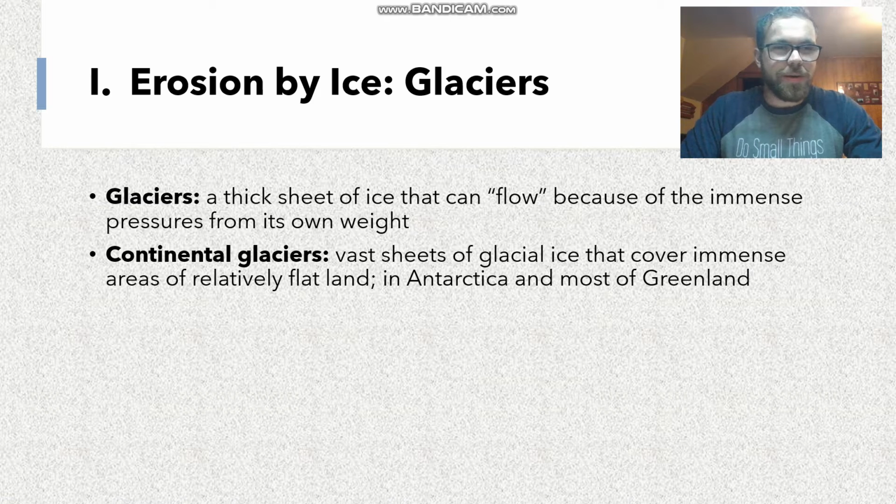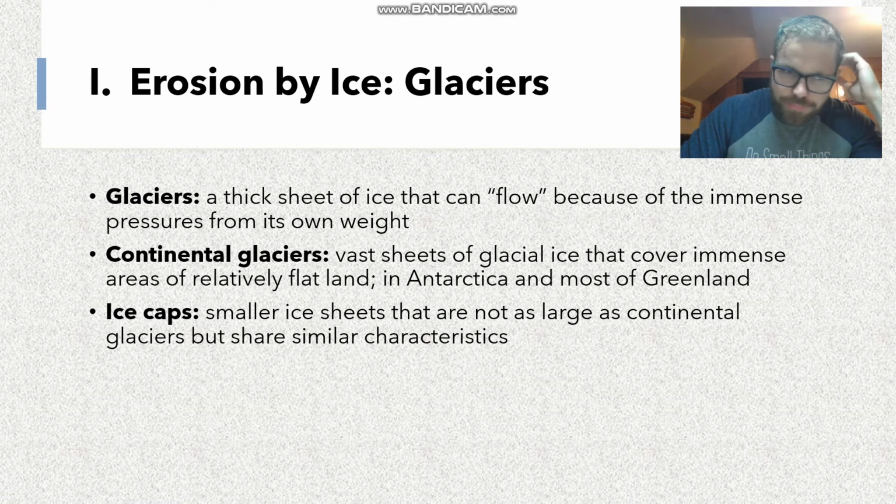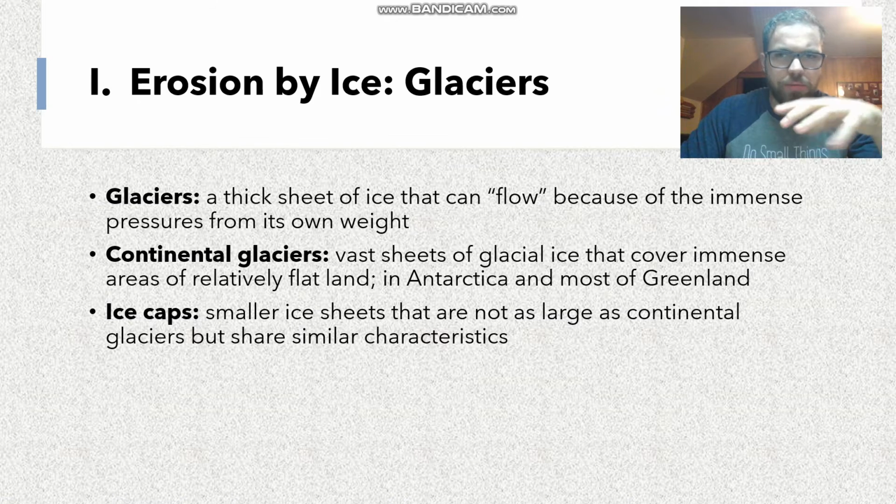It works. Now there's several different kinds of glaciers. First of all is a continental glacier, and this is defined as vast sheets of glacial ice that cover immense areas of relatively flat land. And there's kind of two continental glaciers that we have. The first one is in Antarctica, covering pretty much all of the continent there. And then the second one is in Greenland, covering most of that. So this is basically just a glacier that spreads out over the entire land.